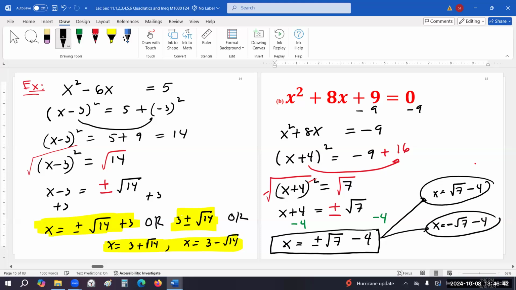Minus square root of 7 minus 4 or plus square root of 7 minus 4.